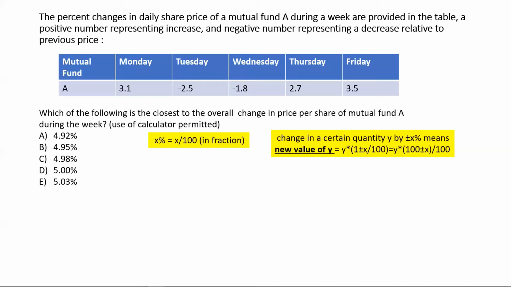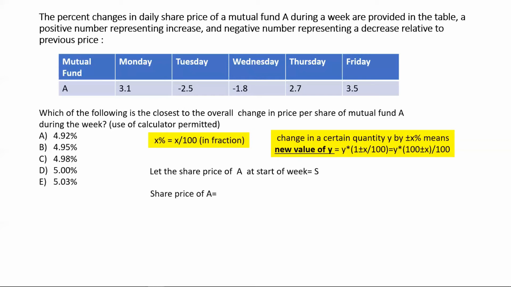What we're asked to find is the overall change, meaning the change in price. So if the share price at the start of Monday was S, what was the share price at the end of Friday after going through all of these changes?